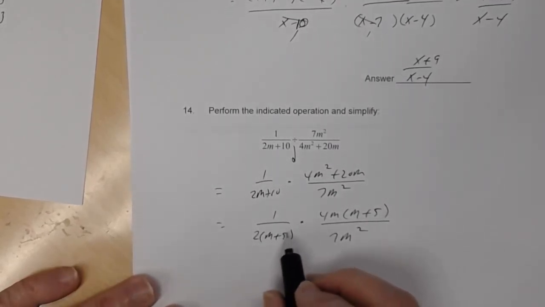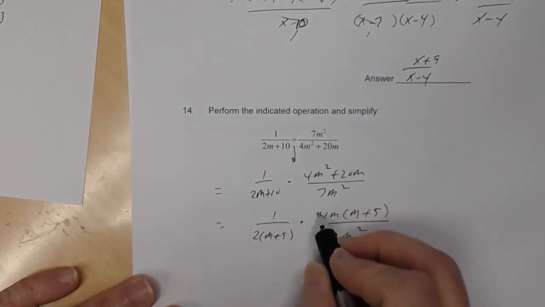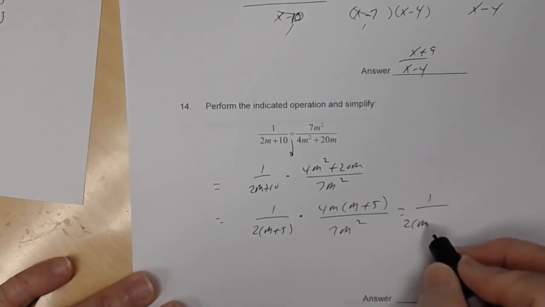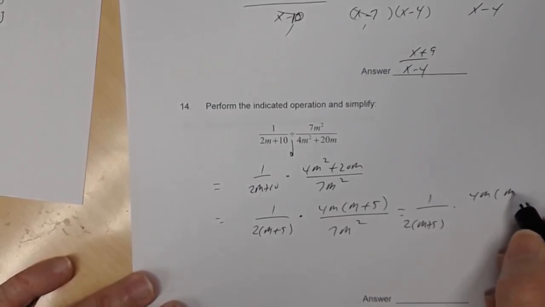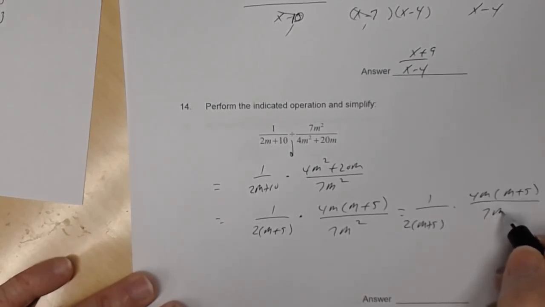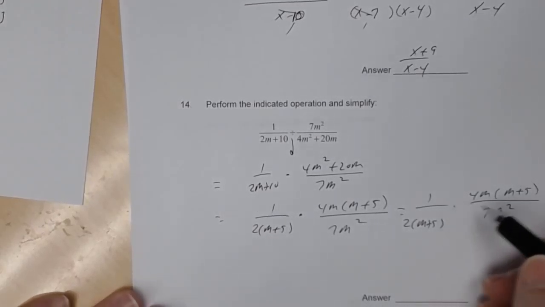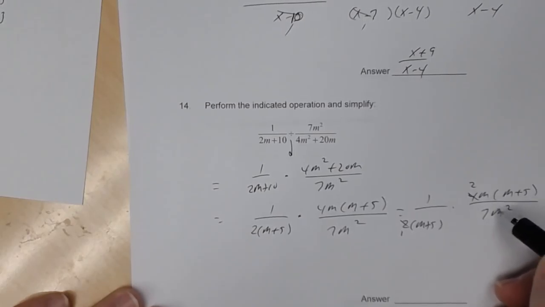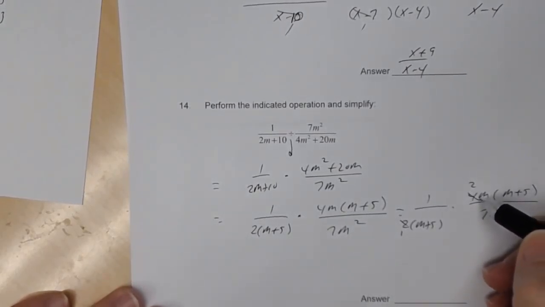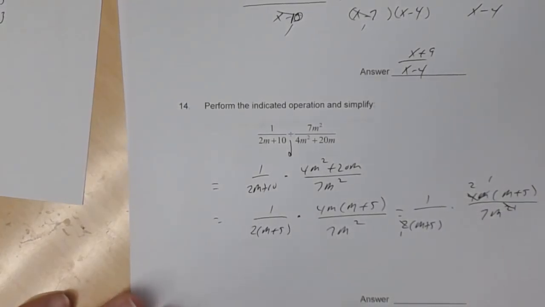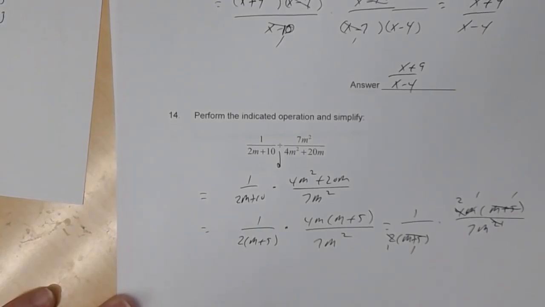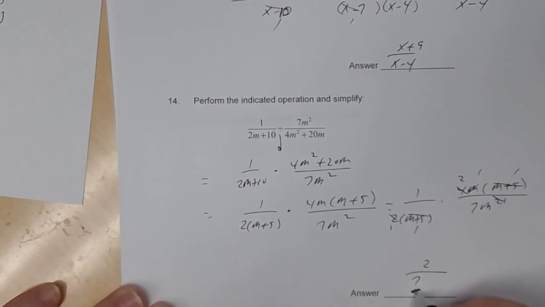All right, so then let's see. So I have a factor of 4, which I can reduce with this 2. So let me go ahead and rewrite this. So it'll be 1 over 2 times m plus 5 times 4m times m plus 5 divided by 7m squared. All right, so when I reduce, I can reduce these, so that's going to be a 1, 2 into 4 is 2, and then this m I can reduce with one of these. There are two of those right here, because remember that means m times m. So as that can be 1, I'm going to be left with only one factor of m. And then the m plus 5s I can reduce, and so I get 1 times 2 times 1 times 1, which is 2, and then 1 times 1 times 7 times just one factor of m is 7m.